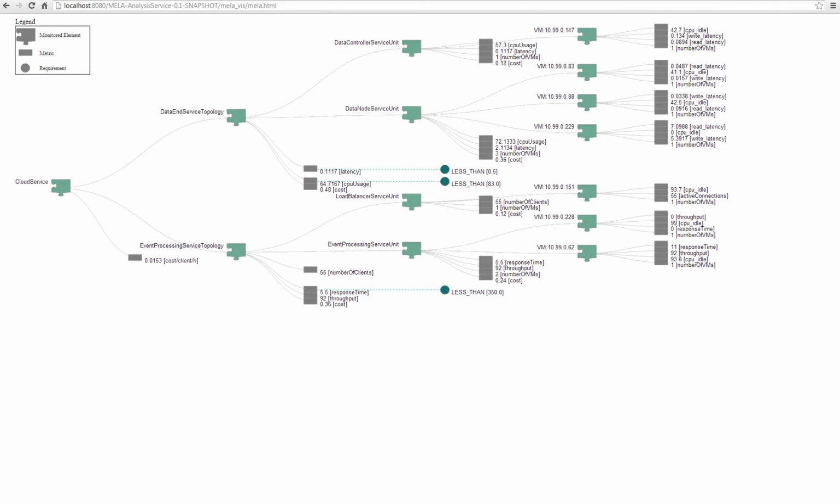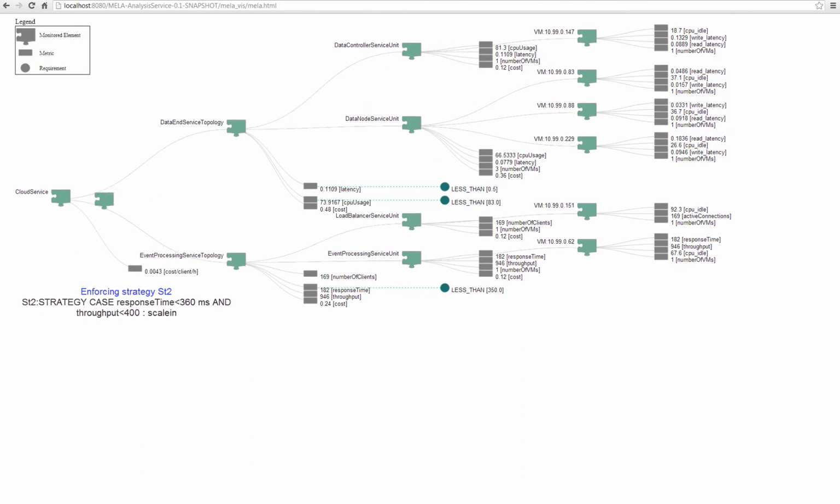When strategy ST2 is violated, due to the small throughput and small response time, which usually means that there are few clients and the cloud service is over-provisioned, the SYBL control system can trigger a scale-in action.